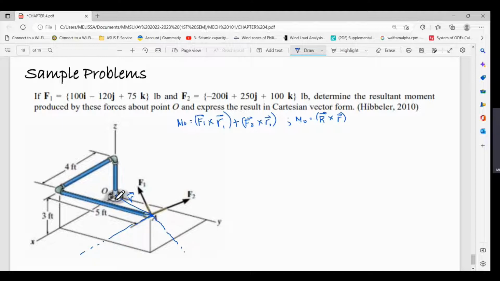Magmo-moment tayo sa point O. So, pwede natin gamitin yung same position vector. So, isa lang yung gagamitin natin position vector dito. So, we have here O, A.